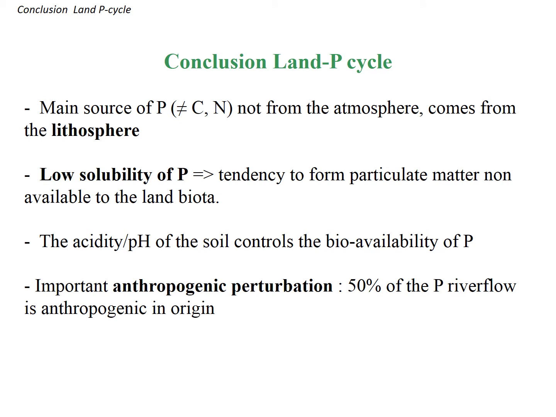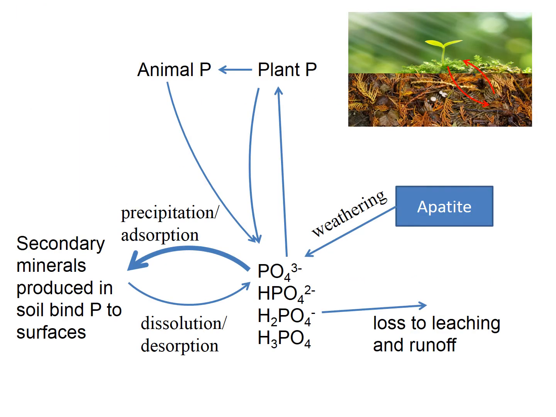Okay, so to conclude the land cycle, the main source is weathering of rocks. Okay, and once we've weathered it, it's really hard to keep it usable. Okay, and whether it's usable or not is really dependent on pH. Okay, so this is a slightly better way of showing that.